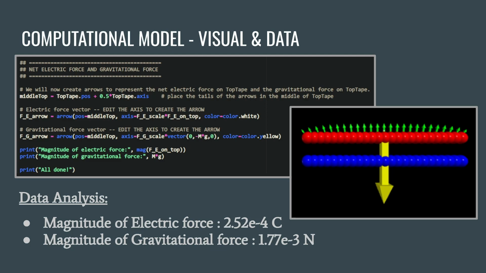By placing the mass and charge of the tape into this new model, we get an electric force magnitude of 2.52e-4 coulombs and a gravitational force magnitude of 1.77e-3 newtons.